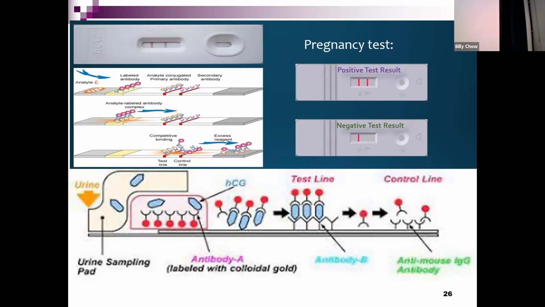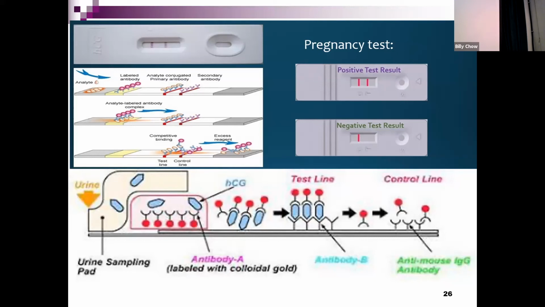So what you do is you dip the sample with urine, and then the positive test result is when you see 2 red lines, and the negative test result is when you see only 1 line, which is the control line. Then T is the test line, and then you have the control line.